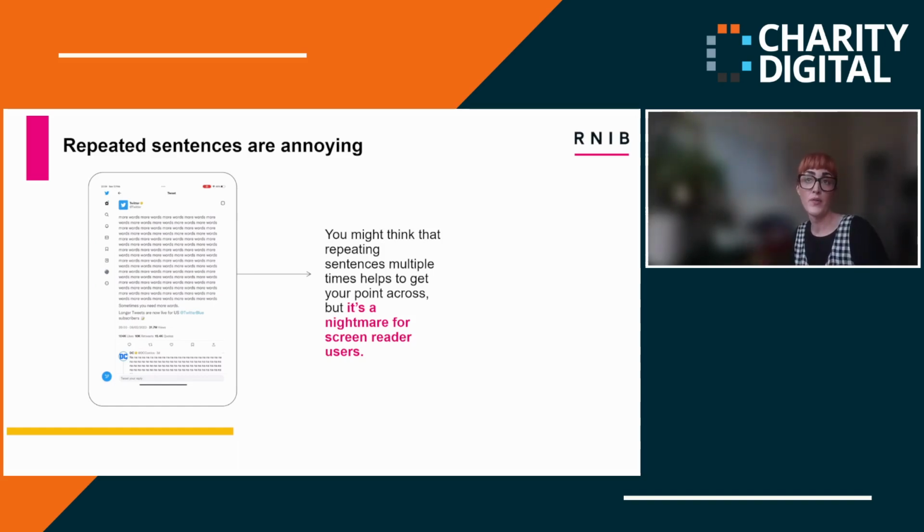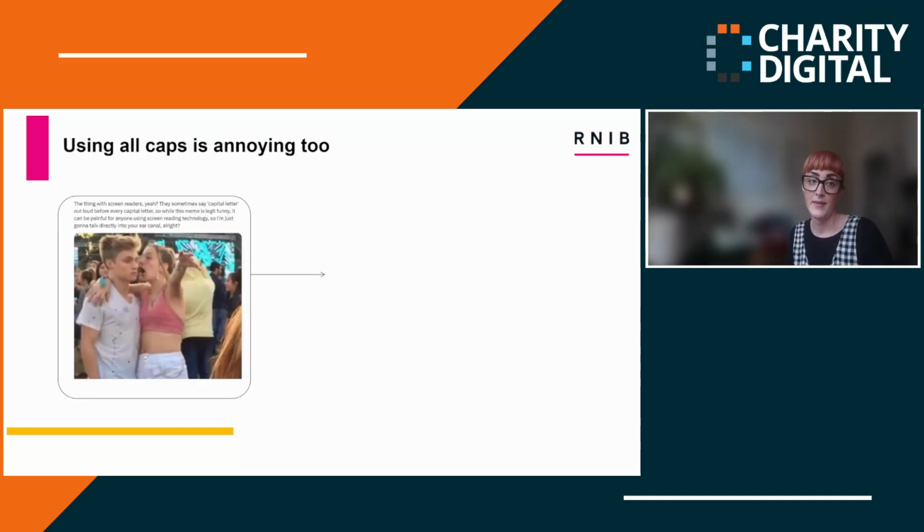A lot of the time we see brands repeating a sentence even 3 or 5 times, and even that is annoying. If you've got a really strong sentence, just having it once will make a big impact for both your sighted followers and your blind and partially sighted followers. And we're nearly at the end, but one final tip is that using all caps can be annoying as well.